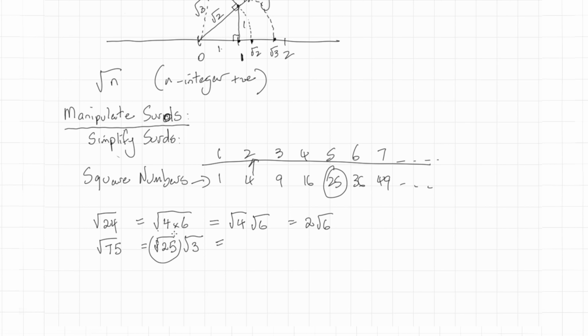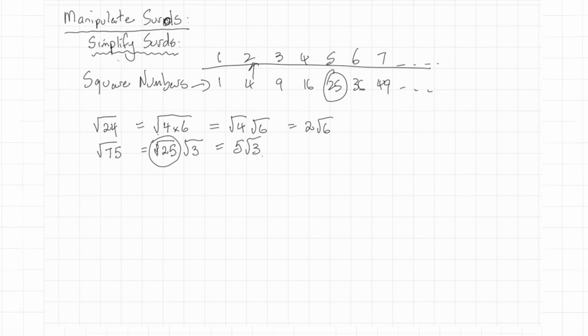And now we can simplify the first bit. Square root of 25 is 5. Root 3. So that's how to simplify surds. The next step is to add and subtract like surds.